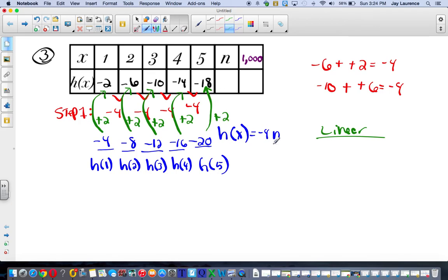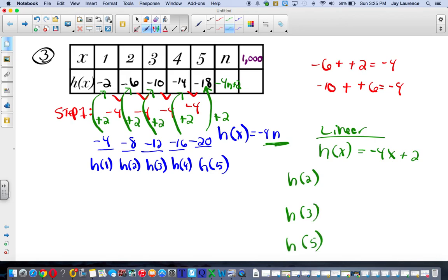Oh, so that must mean I need to take this negative 4 and add 2 to it. So my function must be h of x, the same as negative 4x plus 2. Notice how this and this match. Okay? Well, I'm going to test it just to make sure. So this time I'm going to do h of 2, h of 3, and then I'll do h of 5.